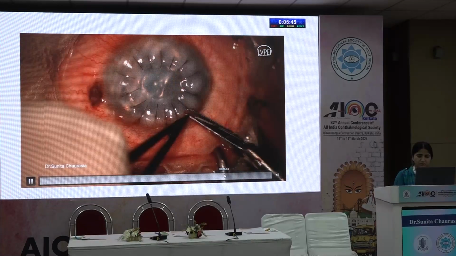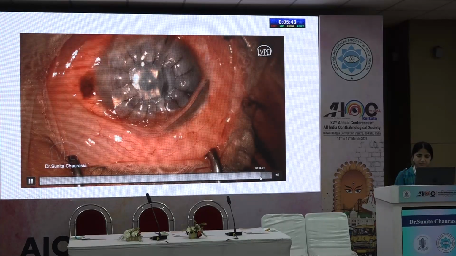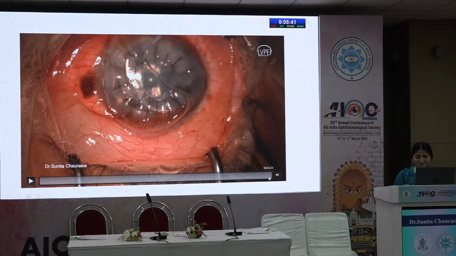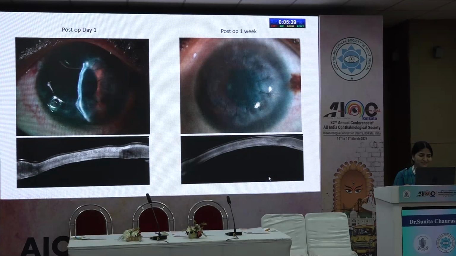So following placement of the sutures, a BCL is applied. Yeah, it almost looks like a keratoplasty, but that's how it was. And this is a day 1 picture. And the 1 week picture where there's a good resolution of edema in this particular instance.